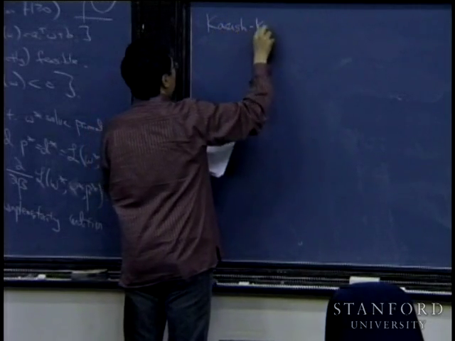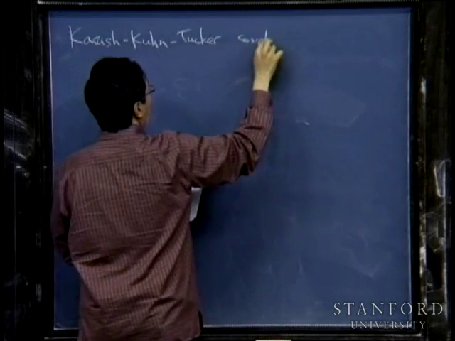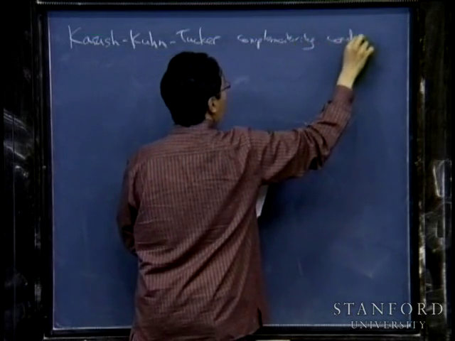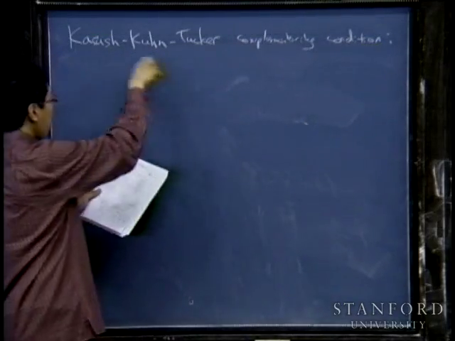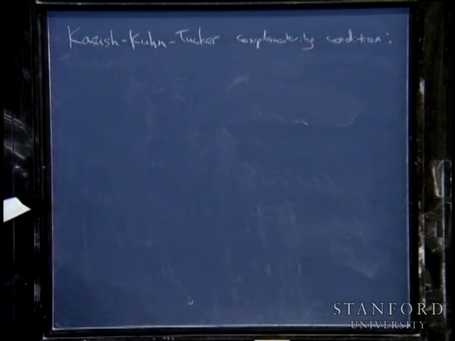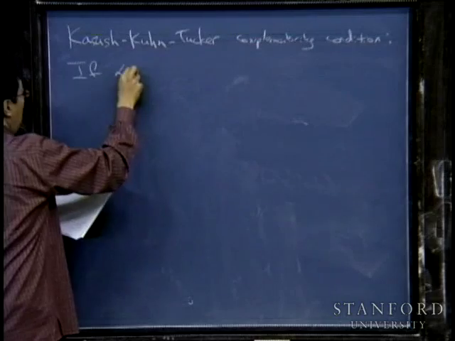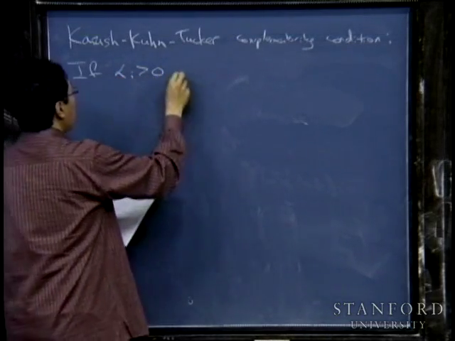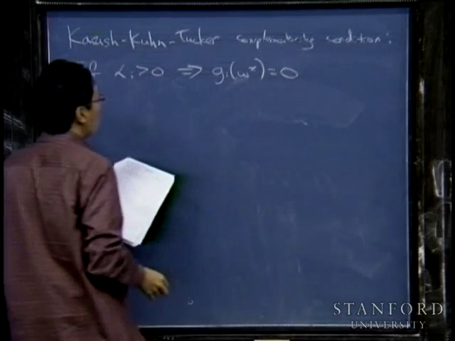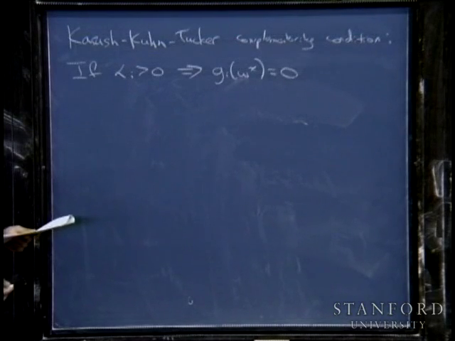Karush-Kuhn-Tucker. Most people just say KKT, but I'm going to show you the right spelling of their names. So the KKT complementarity condition implies that if alpha_i is non-zero, that necessarily implies that g_i of w star is equal to 0, right?